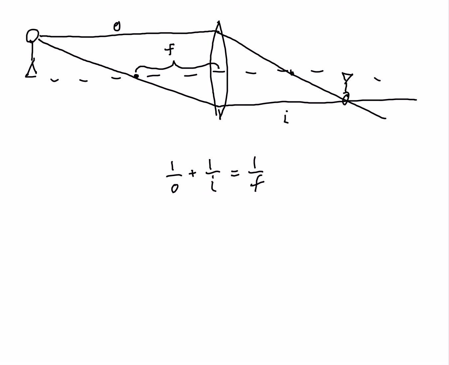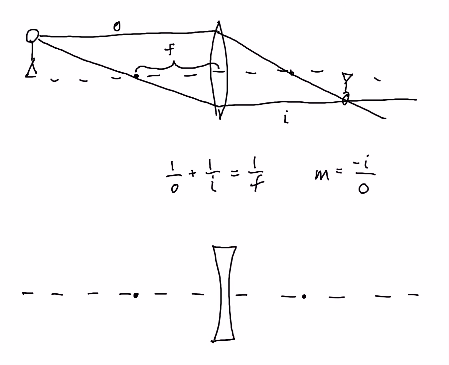A positive image distance means an image on the right side of the lens, or more generally, on the opposite side of the lens from the object. Positive focal length means a convex lens. Negative focal length means a concave lens. The magnification equation applies just the same.